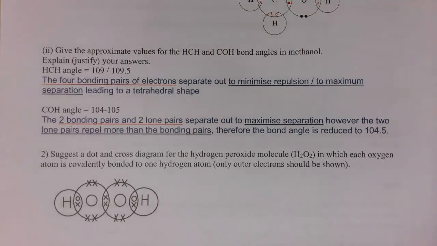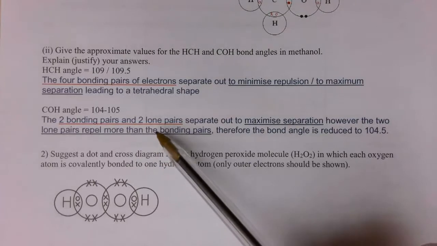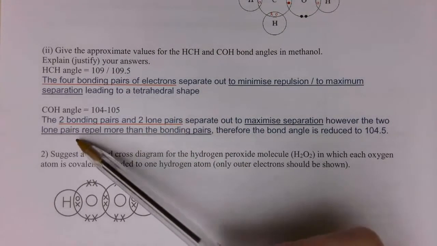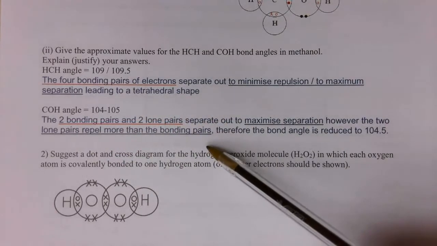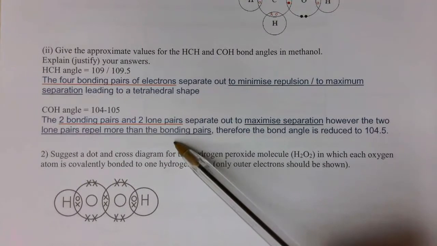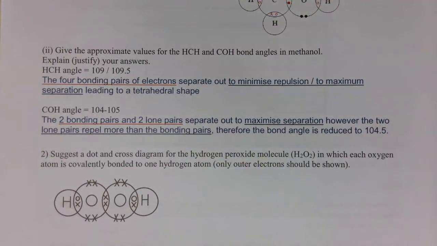The same for the COH bond angle, because here you've got 2 bonding pairs and 2 lone pairs, but also the separate statement that the lone pairs repel more than the bonding pairs, or the lone pair repulsion is greater than bonding pair repulsion. Therefore, we reduce the bond angle to 104.5.